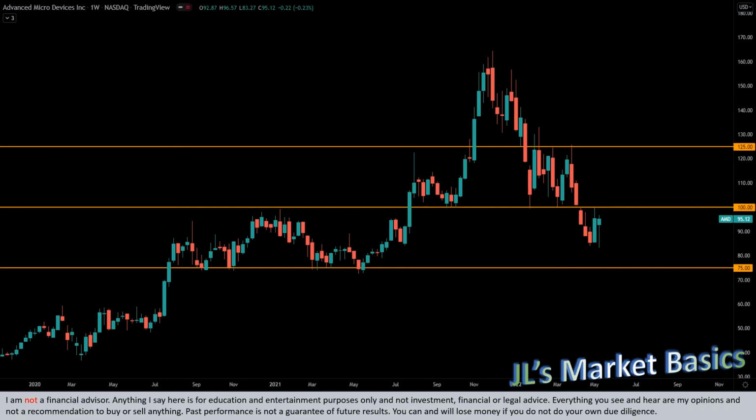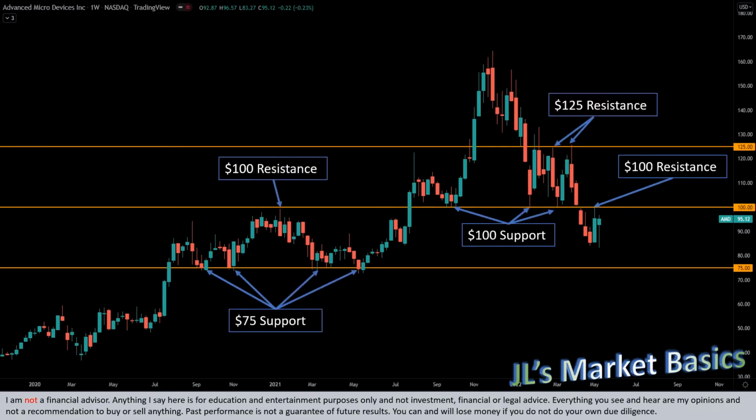Psychological price points such as whole round numbers are also used by many traders to begin or exit a trade. For example, we can see here that AMD stock had support and resistance levels at the $75, $100, and $125 price points.